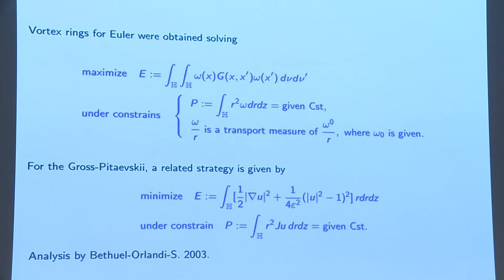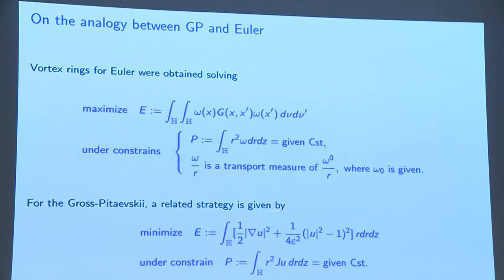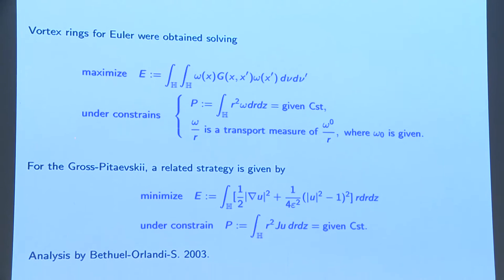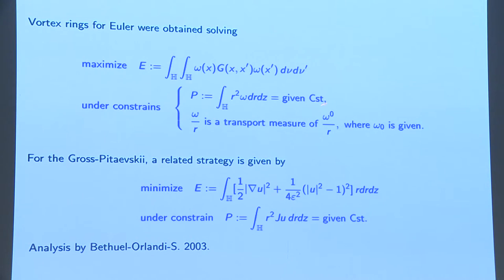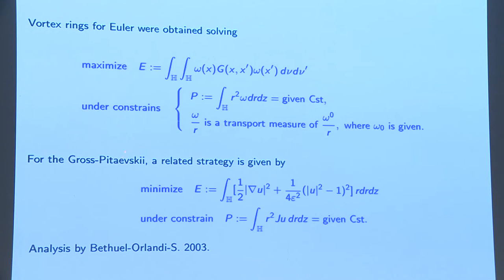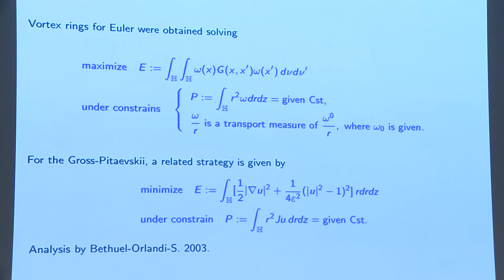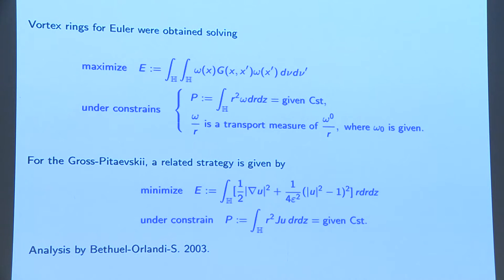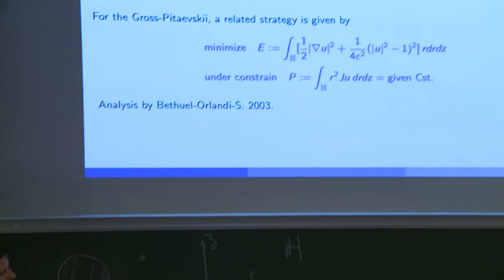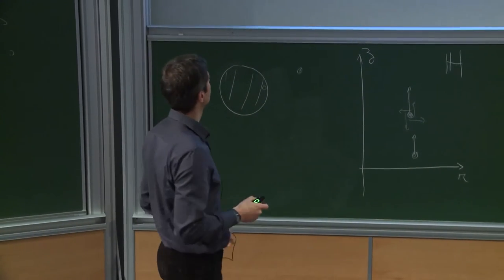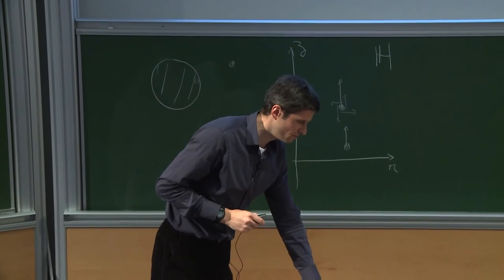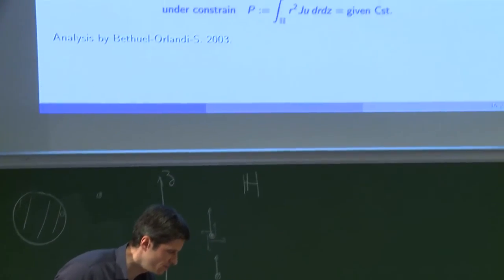Also, another analogy, which you can see at the level of the existence of vortex rings. Here I just recopied what I had for the Euler equation. You can get exact vortex rings for Euler by maximizing the energy under momentum constraint. For the Gross-Pitaevskii, you can get exact traveling vortex rings by minimizing the energy under the exact equivalent constraint. So this is an analogy, but also a very big difference, because one is a maximization problem and the other one is a minimization problem. So the analogy tells you somehow that there is a saddle. For Euler, you are a maximizer in the set of fields that are incompressible, and if you allow compressibility, then you are a minimizer. So it's an analogy, but there is somehow a sharp difference here.